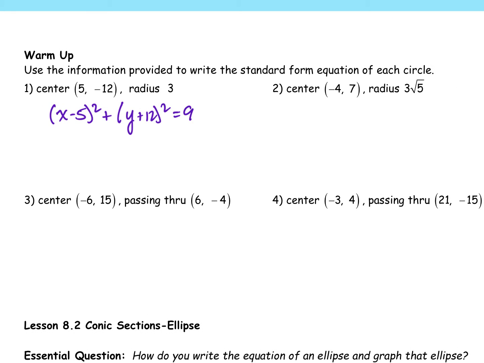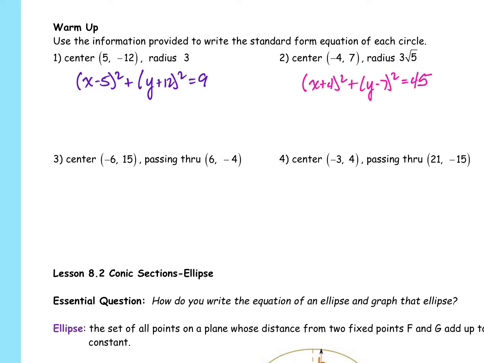Second one should be x plus 4 squared plus y minus 7 squared equals 9 times 5, 45. Is that right? 45. Nice. Carlos, someone must have had a rough day. Ask why. And then, let's see, this should be 12. So r squared is going to equal 12 squared plus 19 squared.